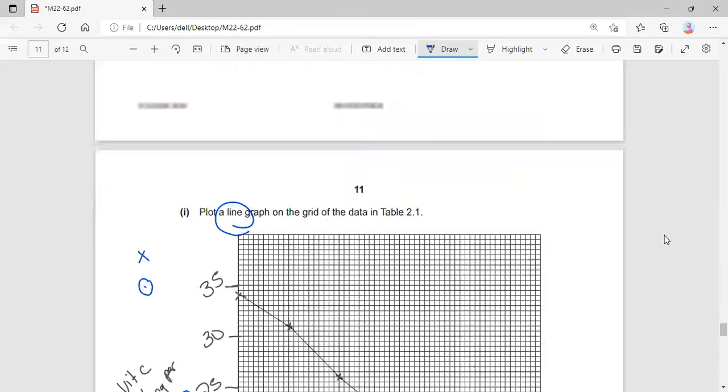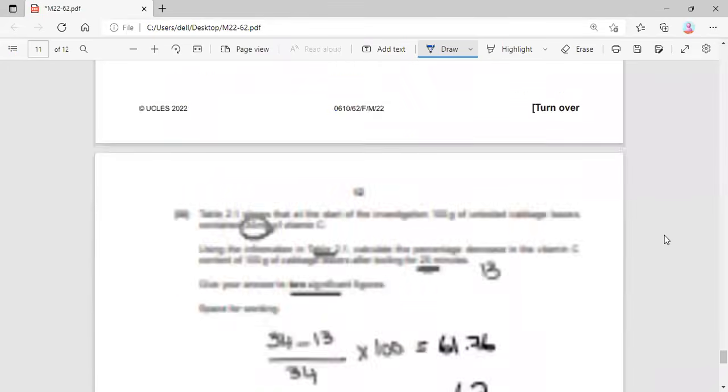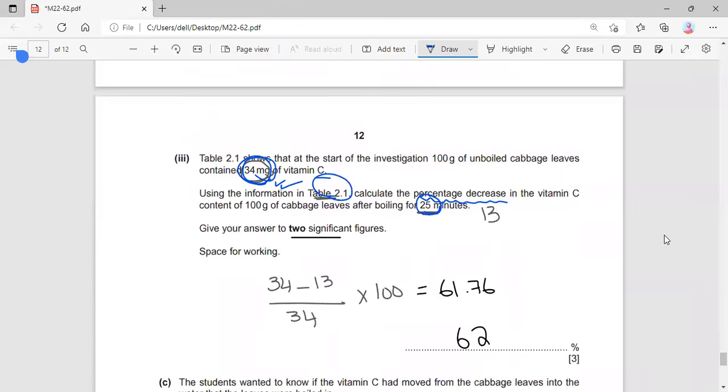Table 2.1 shows that at the start of the investigation the unboiled cabbage leaves contained 34 milligrams of vitamin C. Using the information in the table, calculate the percentage decrease in the vitamin C content after boiling for 25 minutes. Let's go back to the table. After 25 minutes, how much was the vitamin C? It was 13. At the beginning, how much was it? It was 34.